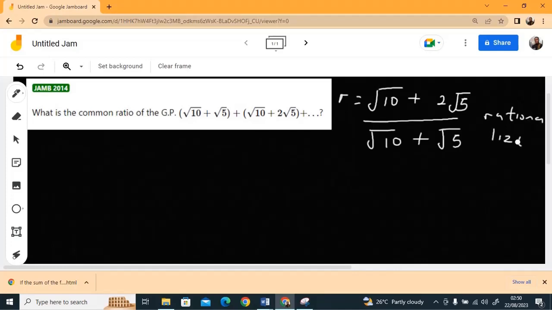Now, for those of you that may find it so difficult, you can go to the SS3 work, first term, the 4th week, where I explain it vividly on surds. So let me show you what you're going to do. You're going to write root 10 plus 2 root 5 over root 10 plus root 5.